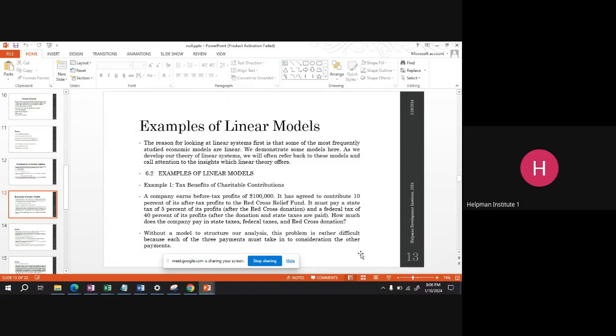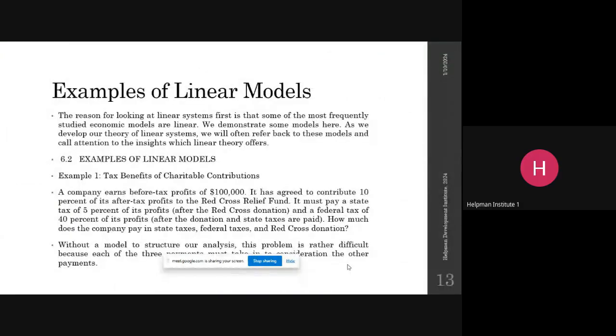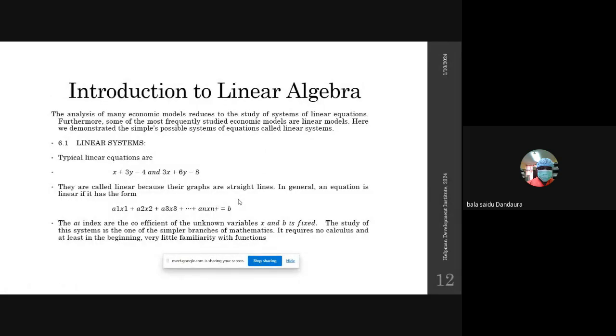So this is what we call the linear system. Please, please encourage Ifeni.